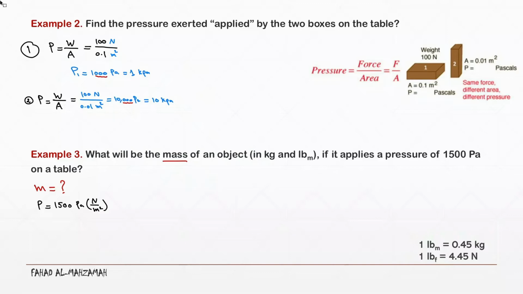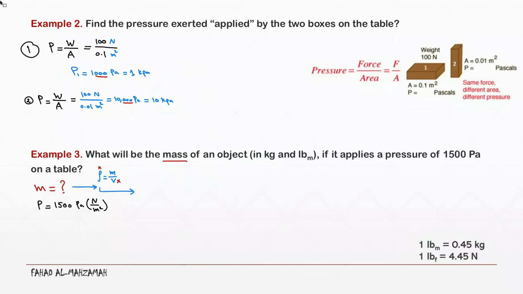So where can we find the mass? Do you know any formula that contains mass? Yes, we have two formulas. We have the formula of density, which says density is equal to mass over volume. Now in this case, we don't have the density and we don't have the volume, so I think this is not a good formula to be used to find the mass.